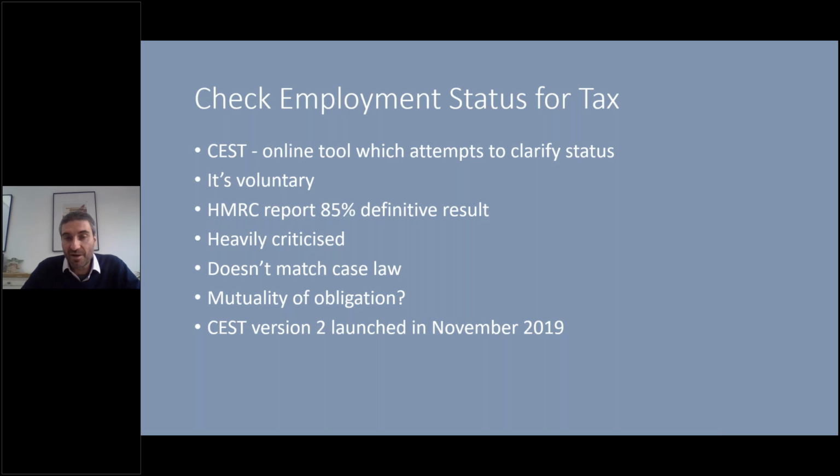Our main problem with it, though, is that it doesn't match the case law. The stuff that I've just whizzed you through here, it doesn't go into that. And what it doesn't do is talk about mutuality of obligation at all. It doesn't ask any questions around that. And as I said, it's because HMRC say we don't have to test for that because it's always there because there's a contract.